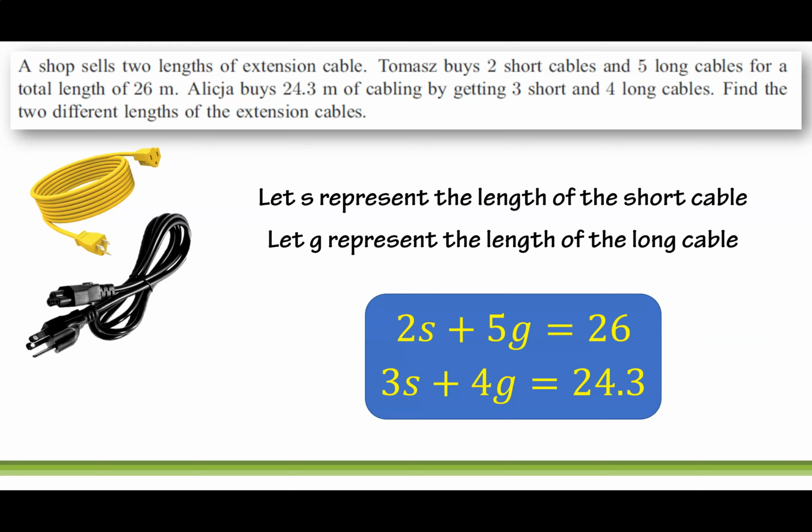2S and 5G, I've called G longs. I didn't want to use 5L because it looks like a 51. And 3S and 4G, G for long, is 24.3. So I've deduced that from the wording of the question. And I can continue now, and it says that... very, very slow. Here we go.